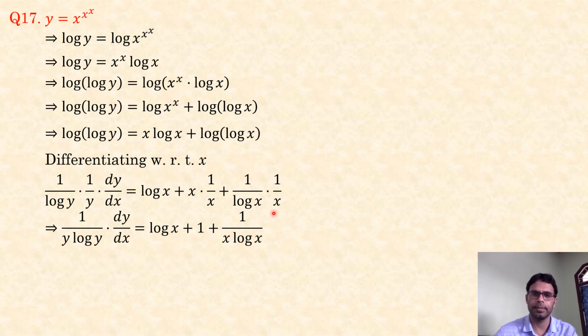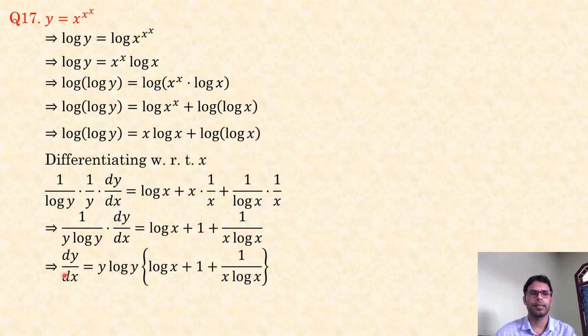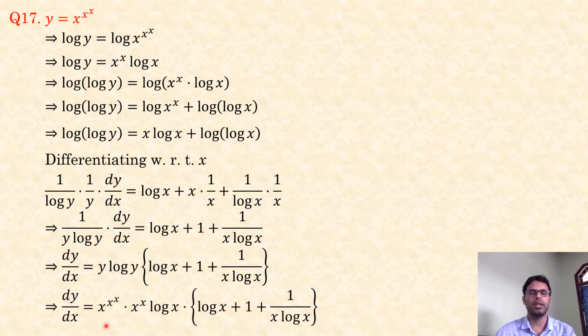Many students write in that way, so I am indicating that you should not write log of x square, you should write log x into log x. Then this y log y will go to the right hand side, dy dx is equal to this y log y as cross product, these terms are remaining the same, log x plus 1 by x log x. Then put the value of y, which is x power x, and log y is x power x into log x. So dy dx is equal to the value of y and the value of log y, times log x plus 1 by x log x. So that is the solution for the question.